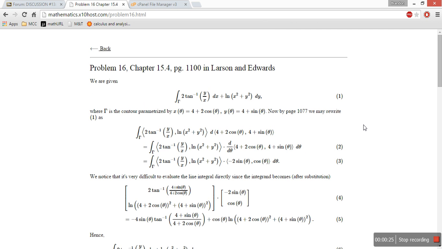And so we see that we're integrating over our contour gamma the integrand 2 arctan y over x dx plus natural log x squared plus y squared dy, where gamma is the contour that's parametrized by our functions of x and y here in terms of theta, which trace the counterclockwise oriented ellipse in the plane. So we see by the derivations that they provide on page 1077 in the textbook that we can rewrite it as this integral. And we see in the differential, what we're integrating with respect to actually becomes the contour by substitution.